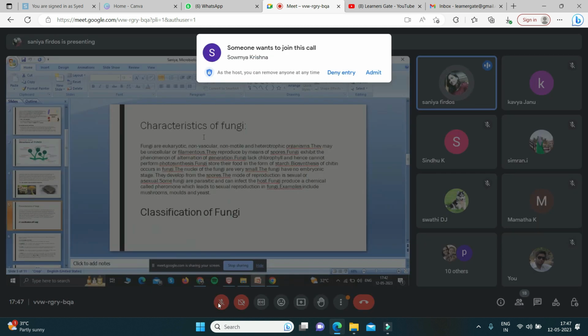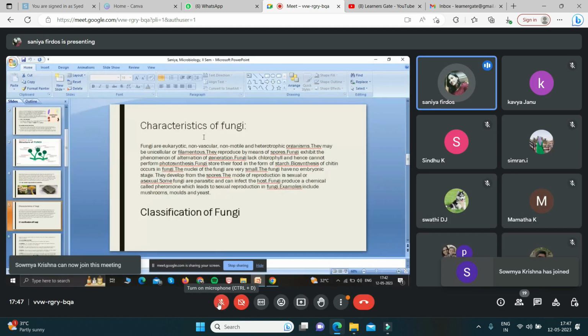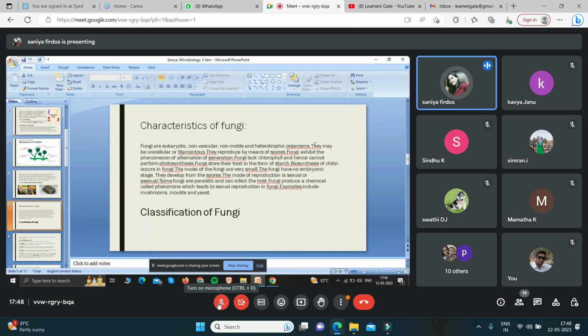If we talk about the characteristics of fungi, they are eukaryotic, non-vascular, non-motile, not moving, and heterotrophic organisms. They may be unicellular or filamentous. They reproduce by means of spores. Most of them reproduce either by spores or by asexual reproduction. Fungi lack chlorophyll and hence they cannot perform photosynthesis. They cannot make food on their own.